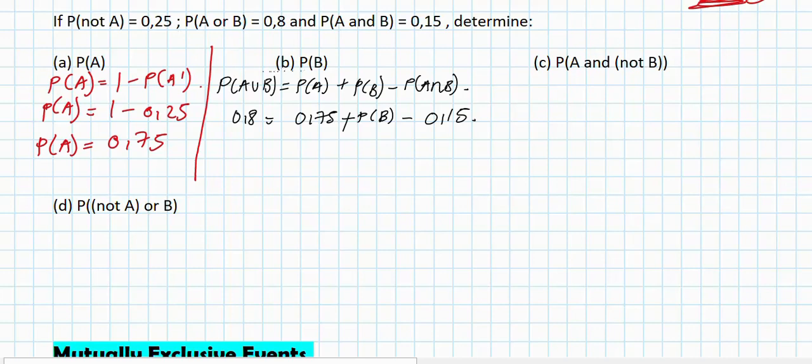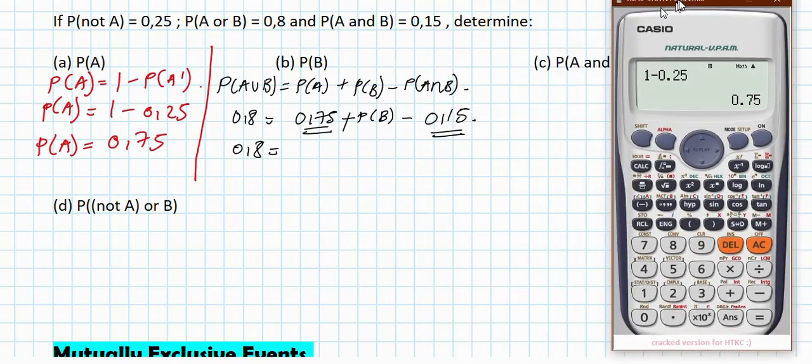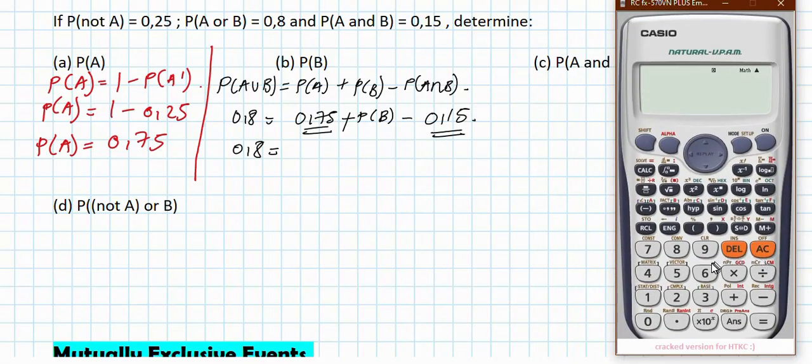And now, on the left side, I have 0.8 is equal to 0.75 and the negative 0.15. Those are like terms. We add them together, but of course I'll use my calculator to avoid making mistakes.